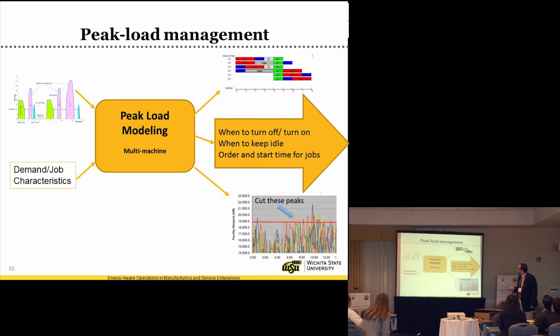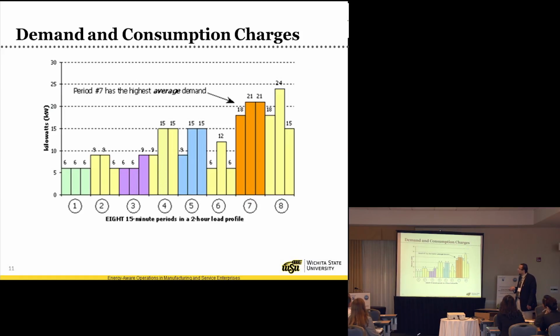For peak load management, again, you have energy profiles and demand and job characteristics in a multi-machine environment. But this time, what you want to do is minimize the facility demand. What is the reason for that? Because if you are a manufacturing plant, at the end of the day, when you pay your bill, you have two kinds of major charges.